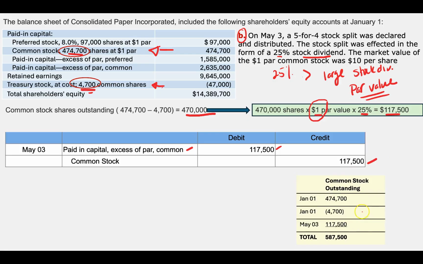Now, this little table right here, we're just going to keep track of how many common shares we have outstanding. So we started with 474,700. We know we have treasury shares of 4,700, so those are no longer outstanding. And now we just issued a 25% stock dividend for 117,500 shares, right? So we've issued this many more shares to the shareholders. So now we have a total amount of common stock outstanding of 587,500 shares.